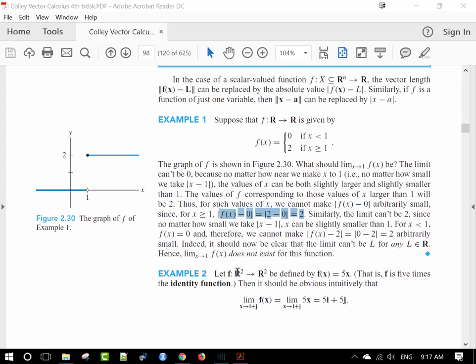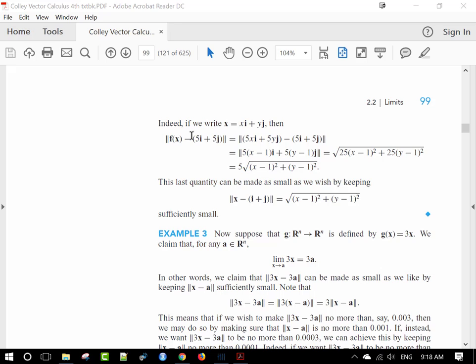So the next example is when we take an example from R2 to R2, and take this example. So 5x is the function. And they say it should be intuitively obvious that the limit as x approaches i plus j, so that this is a vector, as x approaches that vector, we're talking about the limit of this function, 5x, so we just replace x, and they're saying it should be obvious that this is going to be the answer.